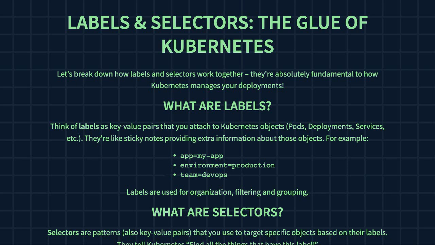Then, you use selectors, which are also key value patterns, to find specific objects based on those labels. Essentially, the selector says find all the things that have these labels. For example, a deployment might use a selector to only manage pods labeled app equals my app and environment equals production. So labels define information and selectors use that information to target resources.